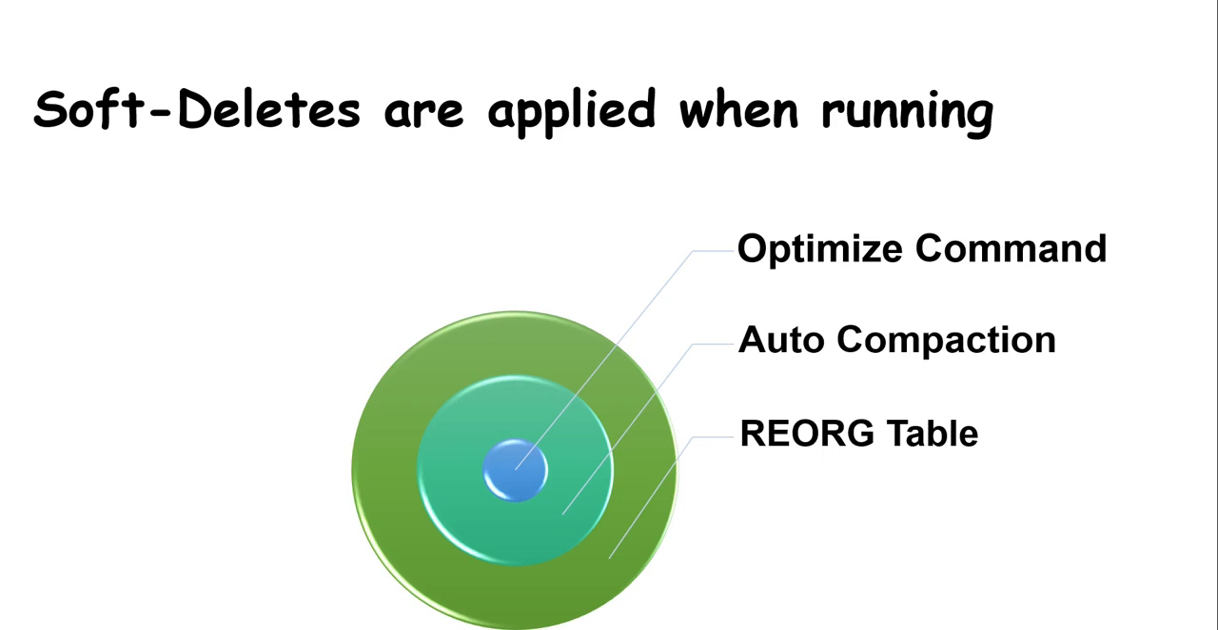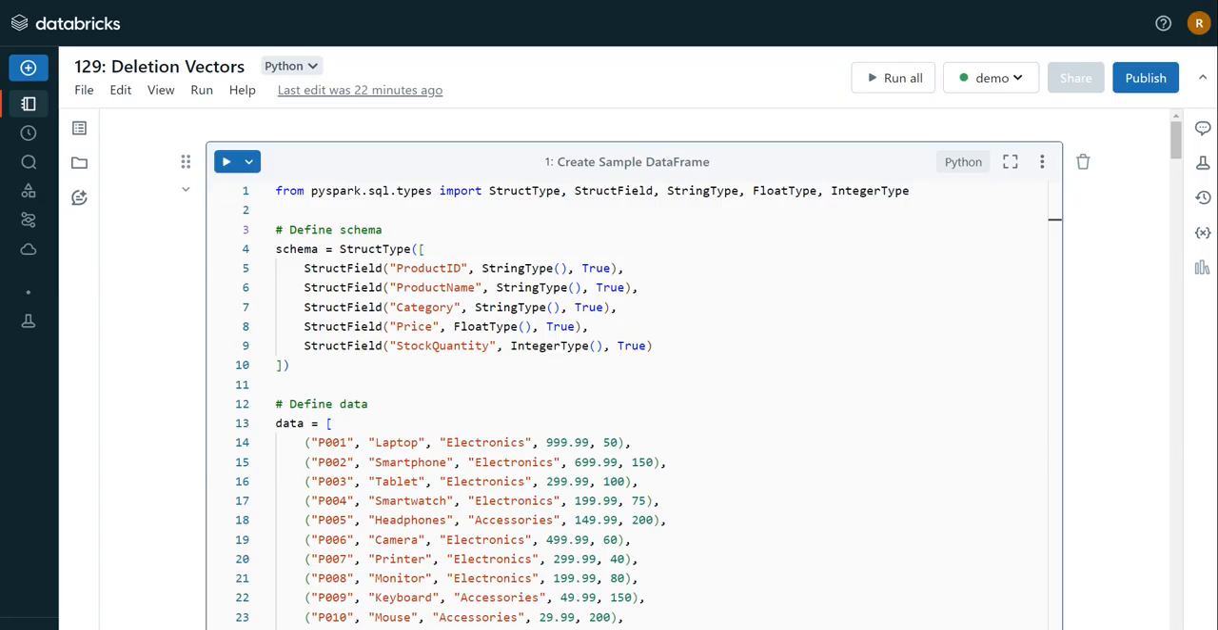I hope you understood what a deletion vector is and its importance, and how it improves storage plus performance. Now let's get started with the demo. I have logged into my Databricks environment. I have created a notebook for this exercise. My cluster is up and running.